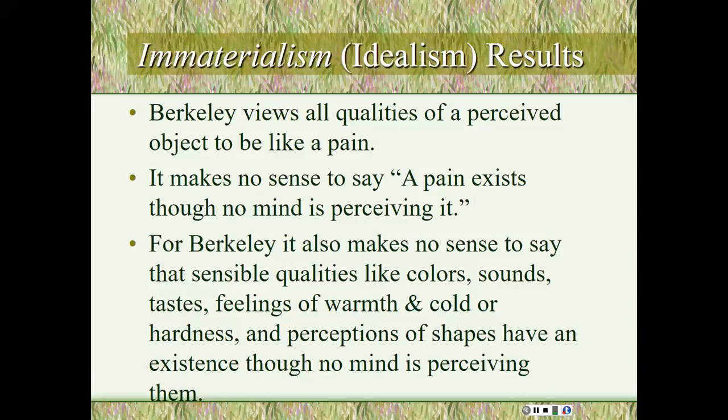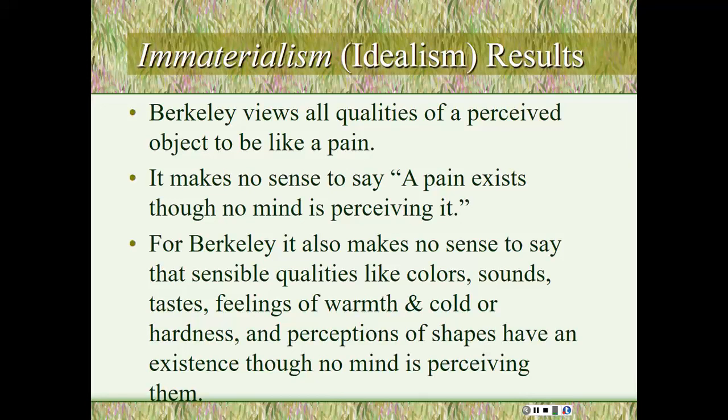Let me finish this slide. So for Berkeley, if it makes no sense to say a pain exists though no mind is perceiving it, it also makes no sense to say that other sensible qualities like color, sounds, taste, feelings of warmth and cold or hardness, and perceptions of shapes have an existence though no mind is perceiving them. Well, what is the upshot of that? It means that esse percipi, to be is to be perceived. In order for any object to exist, it has to exist as the perception of some mind or other.